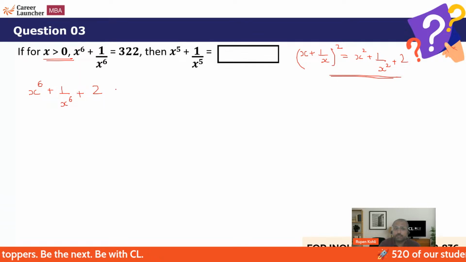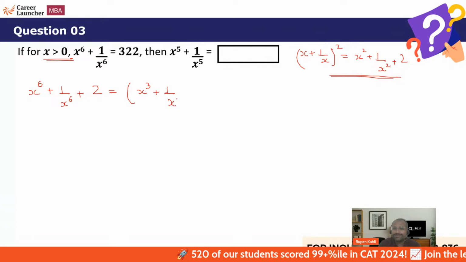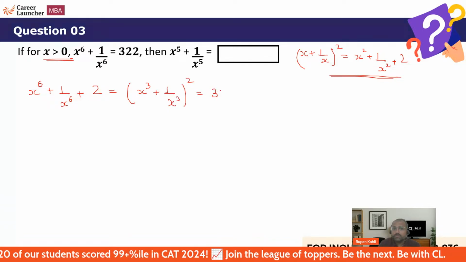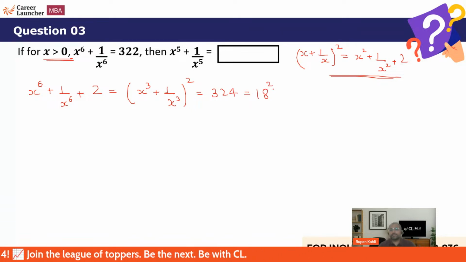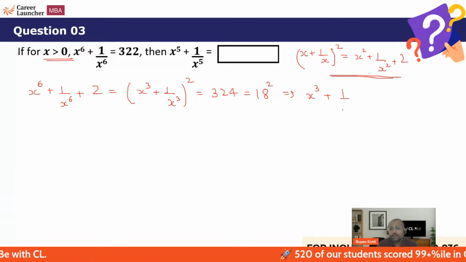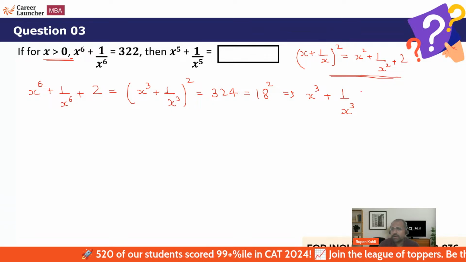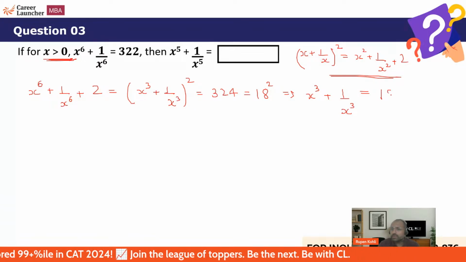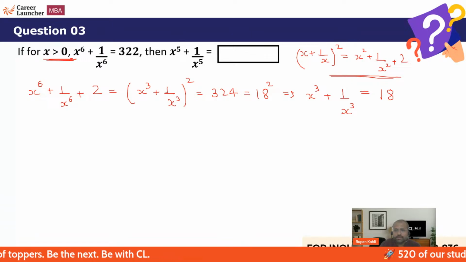X6 plus 1 by x6 plus 2 is as good as x cube plus 1 by x cube whole square, yes or no? Right? And that is therefore equal to 322 plus 2, 324, which is a very well known perfect square. It's a perfect square of 18. So we therefore get the value that x cube plus 1 by x cube is plus or minus 18, technically speaking. That is the technical value. But given that x is positive from the problem, we'll only write the positive number 18. So that is step 1 of the backtracking.